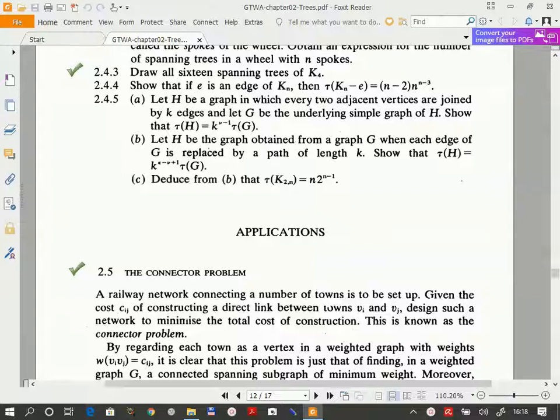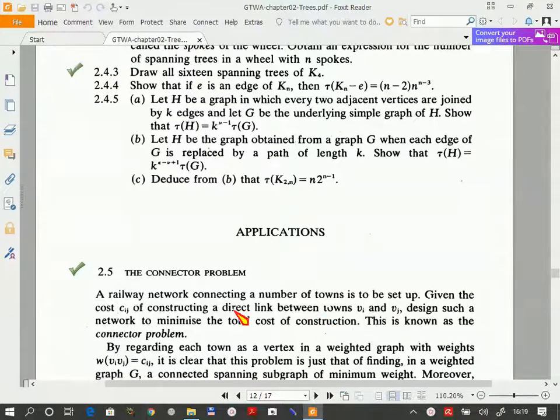If you find that they are less than 16, then you're missing some. If there are more, then either you're repeating or you have not really spanning trees. Okay, now to this applied problem.